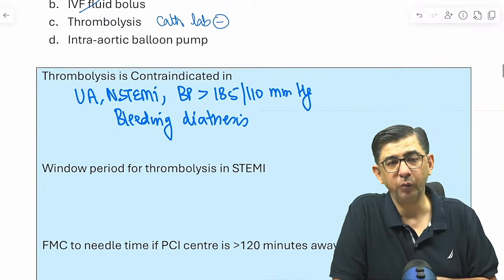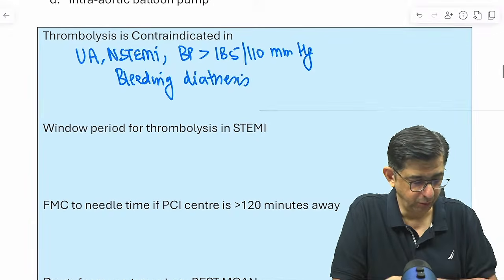Then what is the window period for thrombolysis in ST elevation MI? Can I have quick answers at the moment?